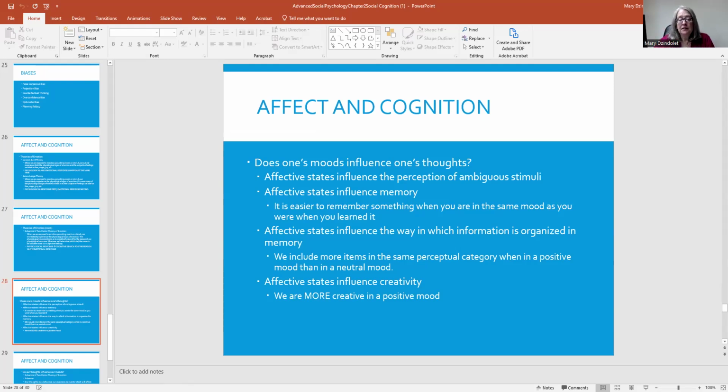A third way is that our mood, or our affective state, influences the way information is organized in memory. And this is really strange. No one has any idea. Well, there are lots and lots of theories, but we don't really have a good idea of why this happens. But when you're in a positive mood, you include more stimuli in the same category than when you're in a negative mood.